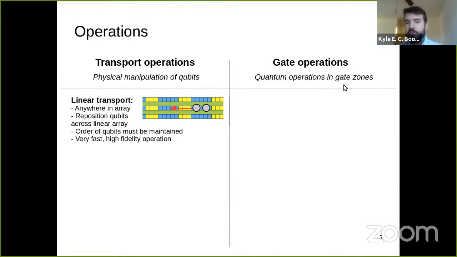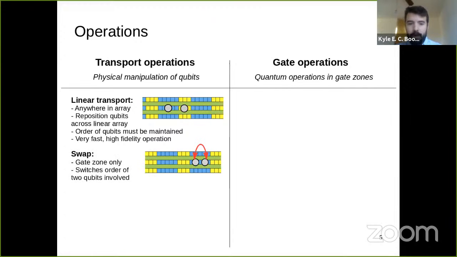So our first transport operation type is a linear transport. These can take place anywhere in the array. And the main idea is that we use these to reposition qubits across the linear array. So as the animation shows, we can take a qubit and move it from right to left, from one gate zone into another. And we can also take the other qubit and move it from a gate zone into a storage zone. The order of the qubits has to be maintained. So you can't use a linear transport to hop over one qubit. And these operations are typically very fast with very high fidelity.